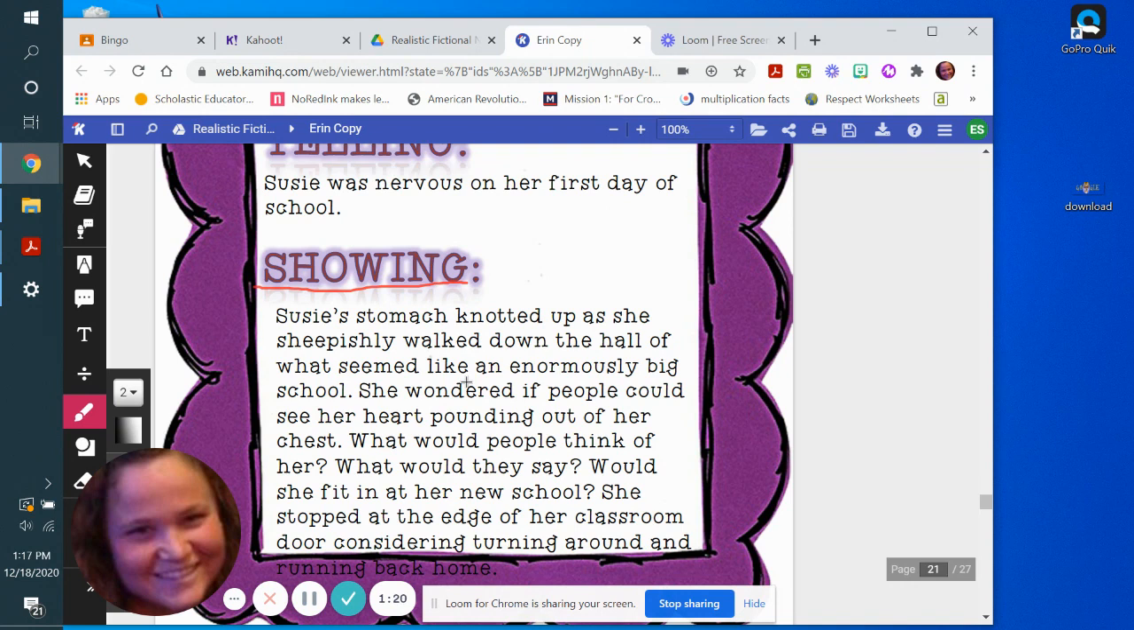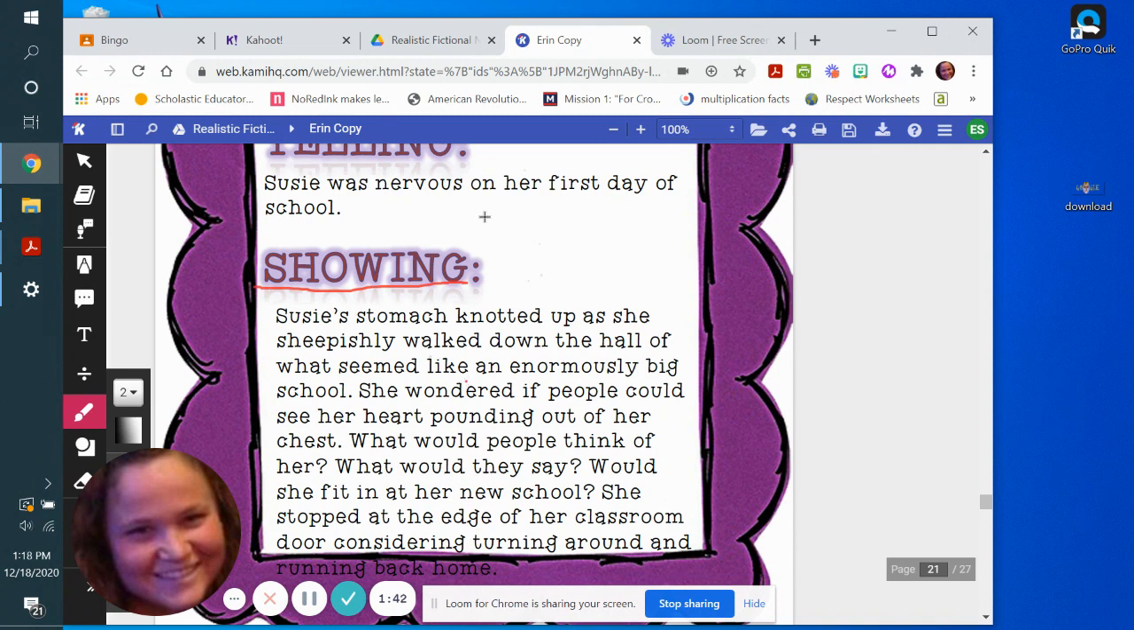Susie's stomach knotted up as she sheepishly walked down the hall of what seemed like an enormously big school. She wondered if people could see her heart pounding out of her chest. What would people think of her? What would they say? Would she fit in at her new school? She stopped at the edge of her classroom door and considered turning around and running back home.